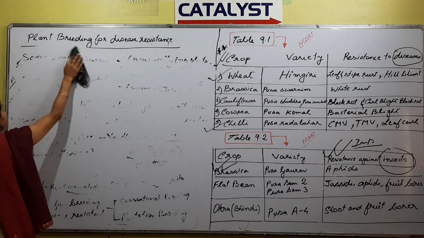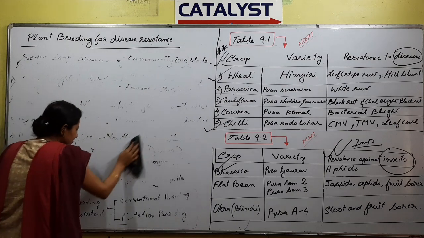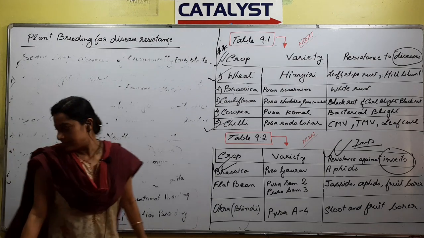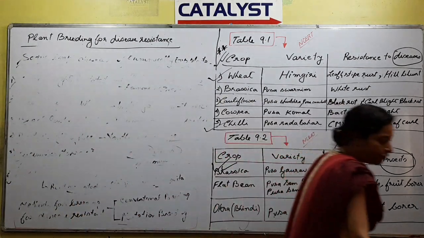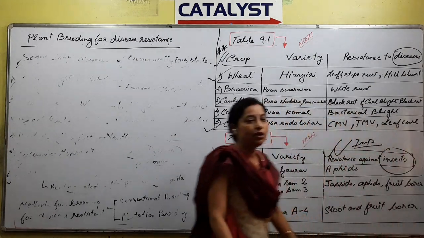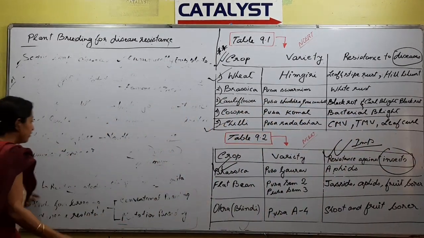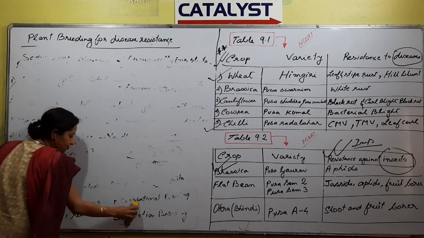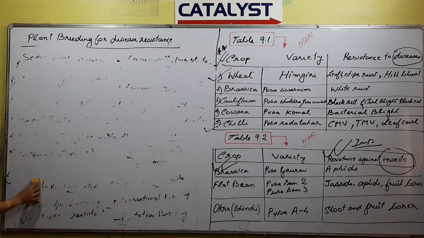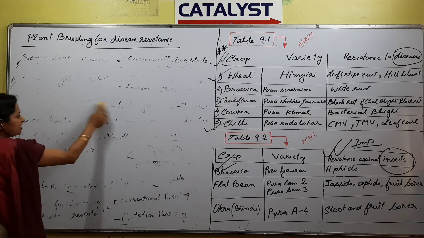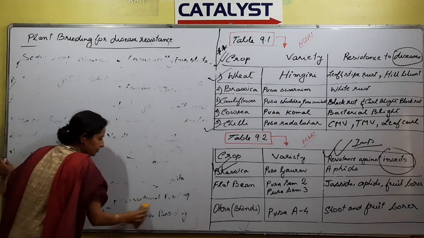Yeah, so we are talking about plant breeding, right? In the chart, we have read breeding for disease resistance, breeding for insect resistance, etc. Now we would be talking about breeding for improved food quality, right? What do we call it? Biofortification.